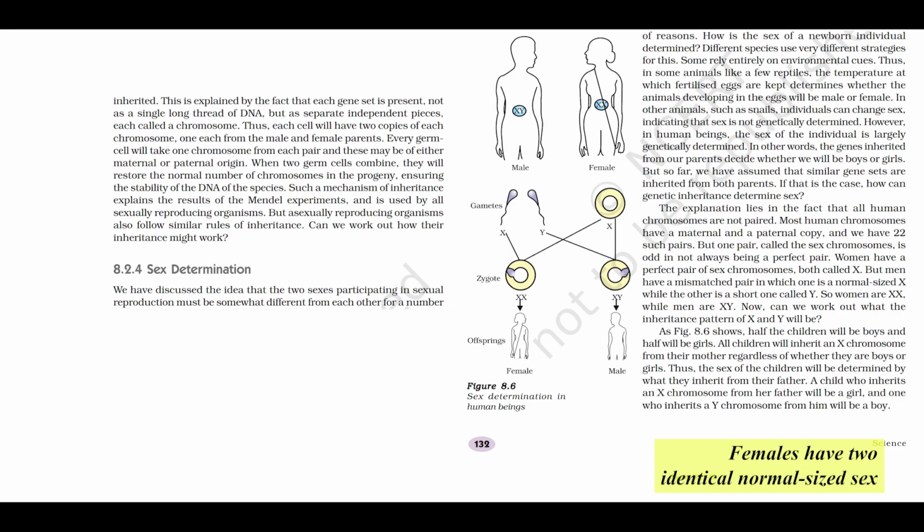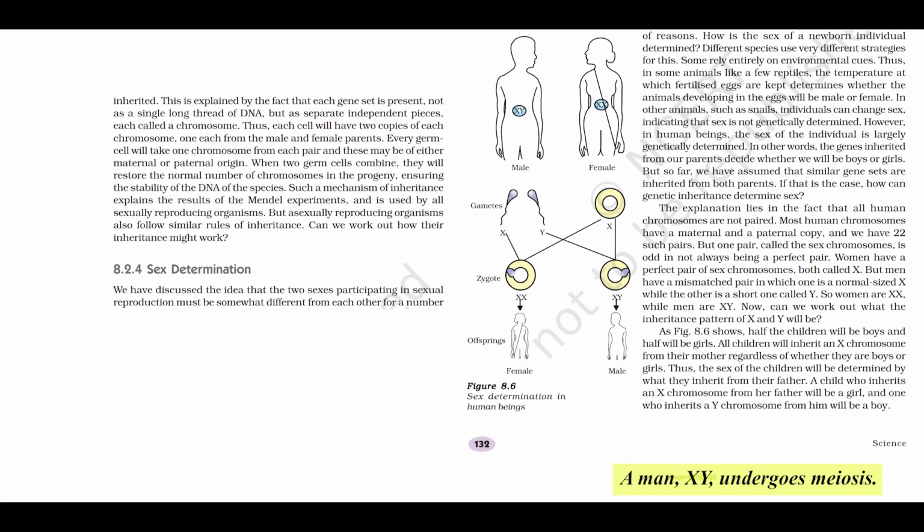Females have 2 identical normal-sized sex chromosomes called X chromosomes, genotype XX. Males have 1 X chromosome and 1 much smaller Y chromosome, genotype XY. The Y chromosome carries the crucial SRY gene that triggers male development. Now think about meiosis and gamete formation. A woman, XX, undergoes meiosis. All her egg cells will receive 1 X chromosome. She can only produce X-carrying eggs.